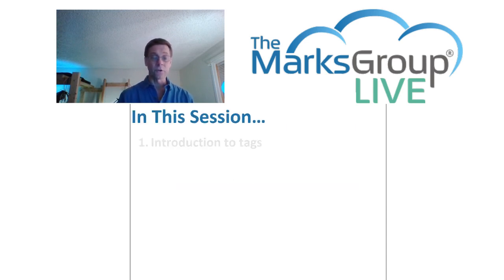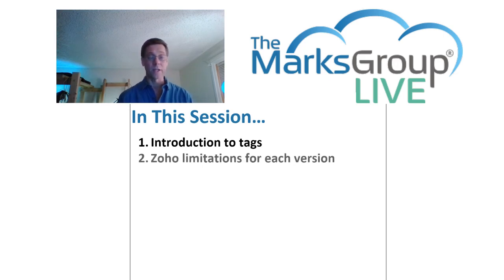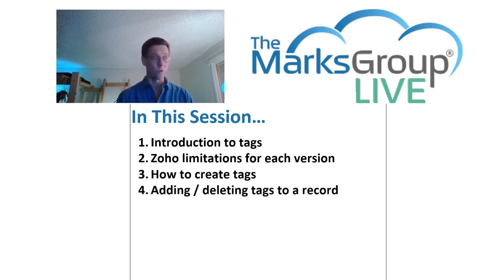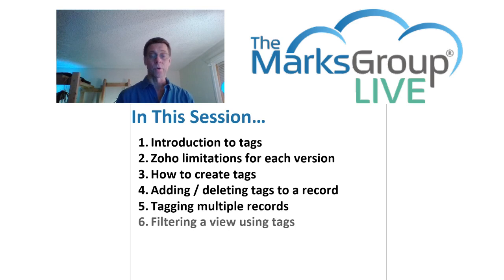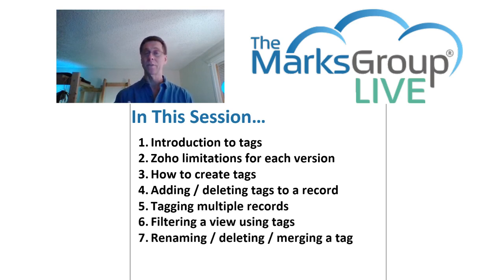We're going to start with an introduction to tags. We're going to look at Zoho limitations for each version in terms of the number of tags you can use. We're going to learn how to create tags. We're going to add or delete tags for a record. We're going to do the same thing for multiple records. We're going to filter a view based on tags. And finally, we'll look at renaming, deleting, and merging tags.